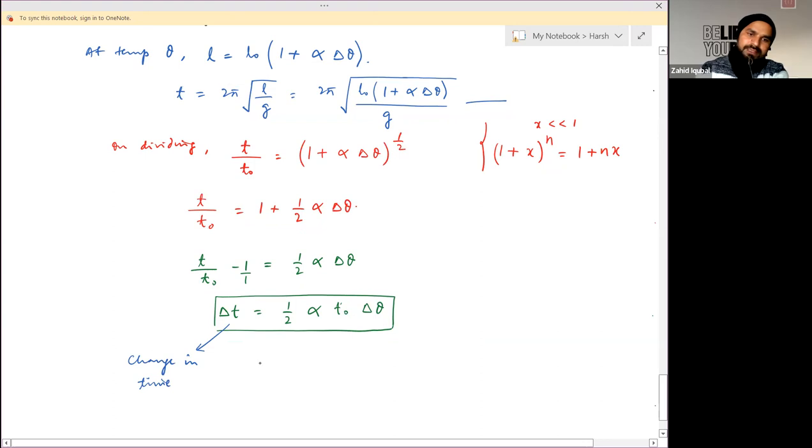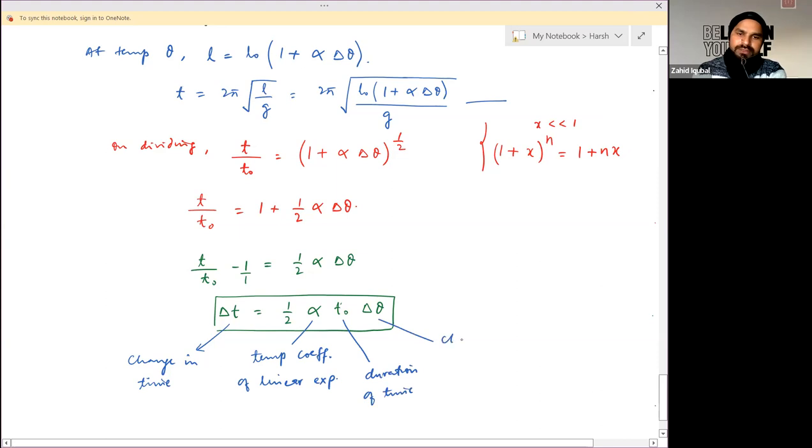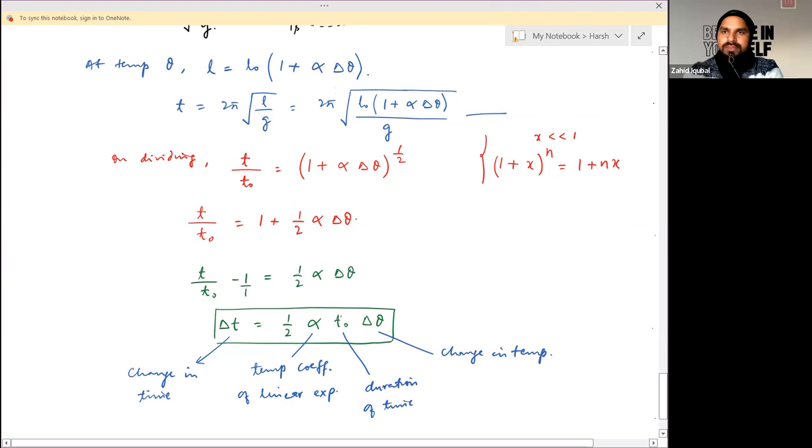Alpha is the temperature coefficient of linear expansion. T naught is the duration of time for which we are calculating. And delta theta is the change in temperature. Is it clear? Yes, sir. Okay, first write it down for this part, then I'm defining a different problem.